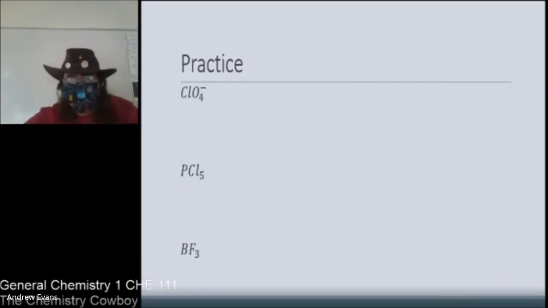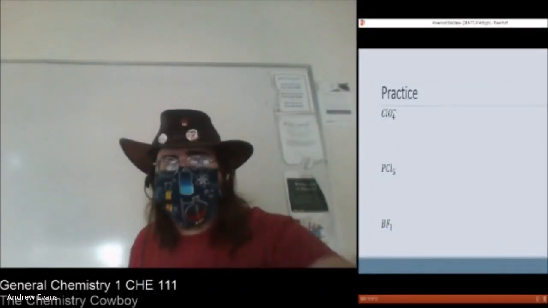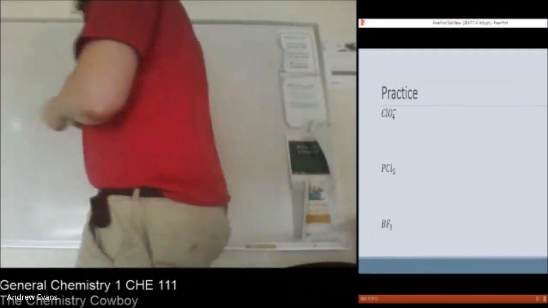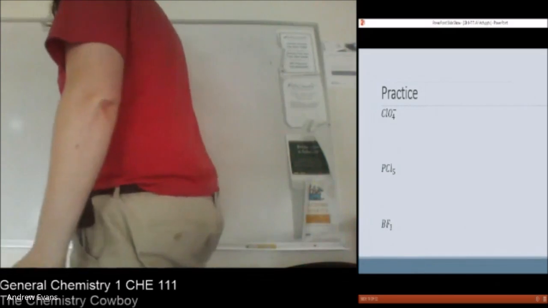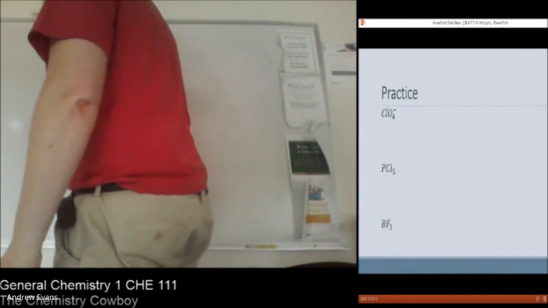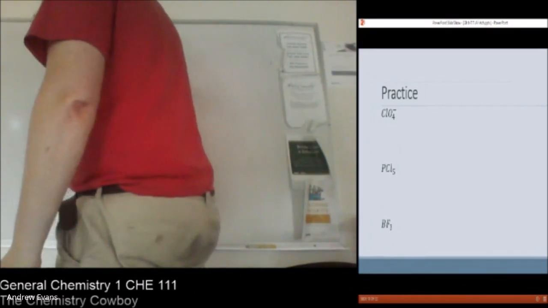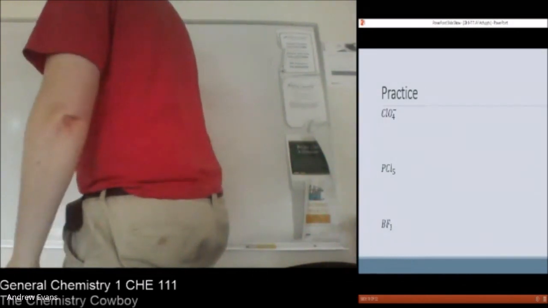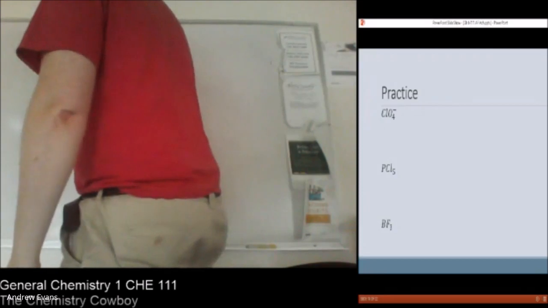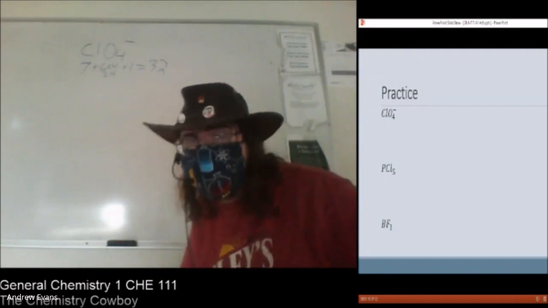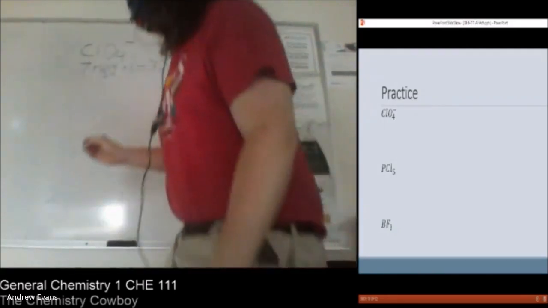Now, perchlorate. I'm going to go into practice. Perchlorate. Starting off, chlorine should have 7. Each oxygen should have 6. 6 times 4 is 24. We add another electron for the charge. So that's 8. So we have 32 total.